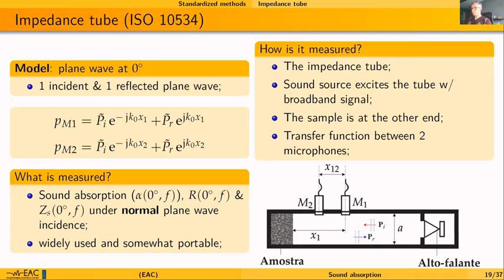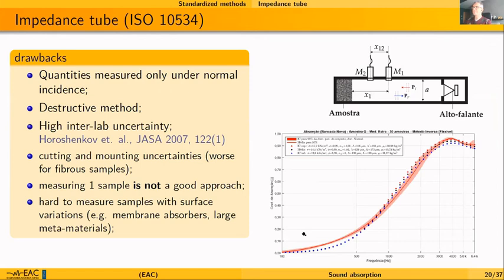It is also widely used. It is somewhat portable because you can build this tube to fit a small dinner table, for instance. You can build larger tubes as well, but you can build small ones and have good results on a dinner table, if you like. So you don't need a very large reverberant tube. The drawback is that the quantities are measured only under normal incidence, 0 degree incidence.